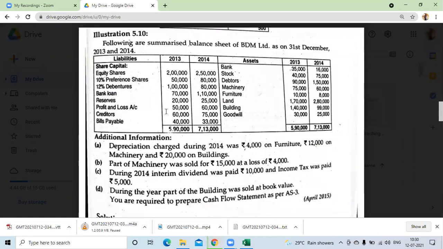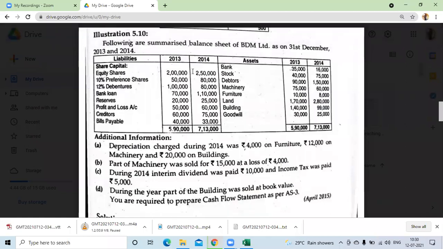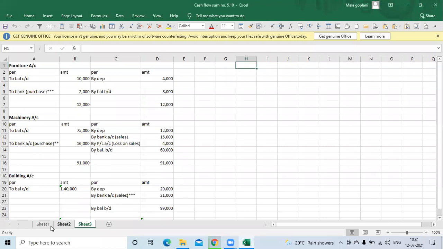Yes, ma'am. Okay. So let's start with equity shares now. Equity in 2013 is 2 lakhs and equity in 2014 is 2 lakh 50. Has it increased or decreased? Ma'am, increased. So what happens when share capital increases? When you issue or when you redeem? Issue. Very good. When we issue the share capital, which activity is it? Financing activity. Go to financing activity. Very good. Tell me, add or less?